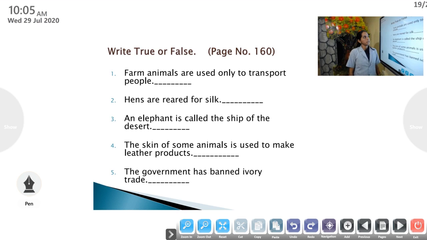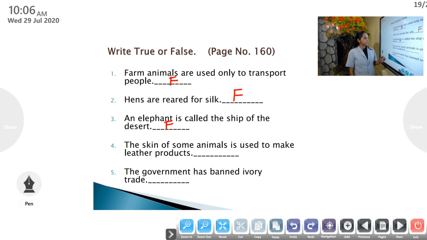Then page number 160, write true or false. In the text it is given as, you can put tick for true and wrong mark for false. First one, farm animals are used only to transport people. Is it true? Yes? No, that's wrong. So I am writing here only F for false. You have to write the full word, F-A-L-S-E, false. Second one, hens are reared for silk. Is it true? No. So that is also false. Third one, an elephant is called the ship of the desert. Is it true? Again wrong. So that's also false.